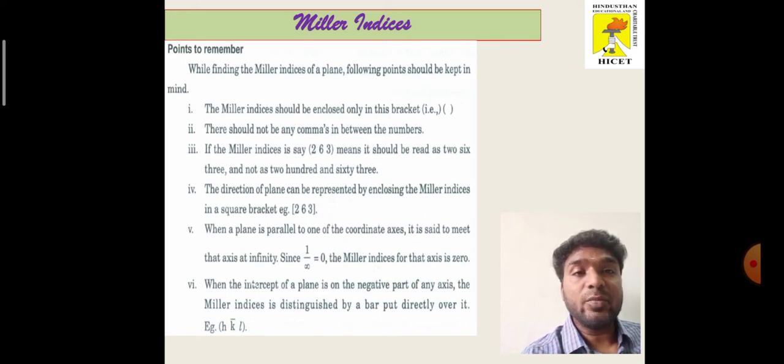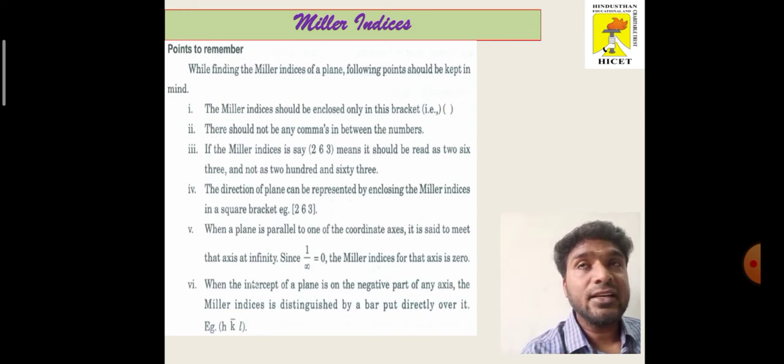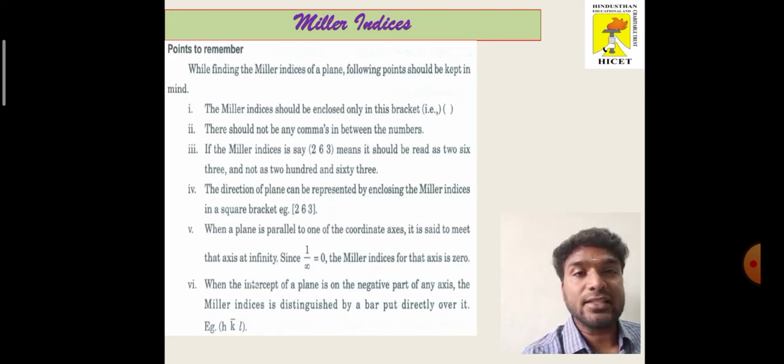Next, suppose any one of the coordinate axes is parallel to the other two coordinate axes, then its intercept will be considered as infinity. If you take the reciprocal of infinity, it becomes 0. So the Miller index for the corresponding axis is 0. Always 0 will be the Miller index for the axis which is parallel to any other axis.